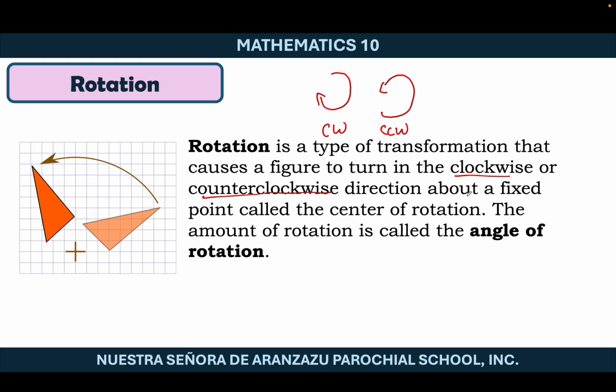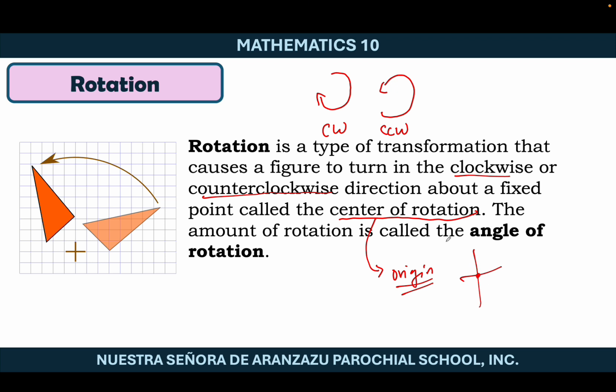So there is a fixed point wherein this figure or any point is being rotated, and that is what we call the center of rotation. Commonly, the center of rotation is at the origin. Okay? Doon sa ating Cartesian plane. So kung meron tayong Cartesian plane, ito yung pinaka-center of rotation niya.